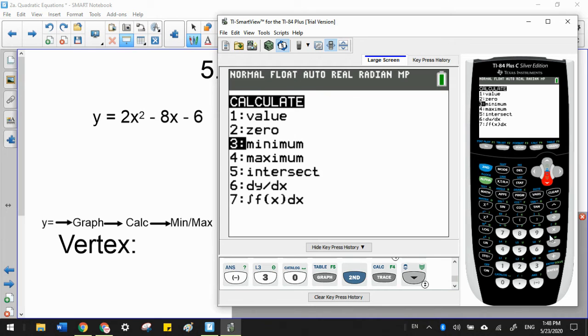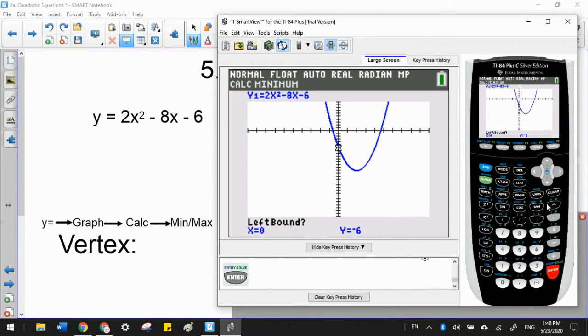We're going to look for the minimum in this case. They're going to ask for a left bound, which is an x value that's to the left of that special point I'm looking for. And they're going to ask for a right bound, because I'm not going to be able to move this cursor into that exact point because everything's moving by decimals.